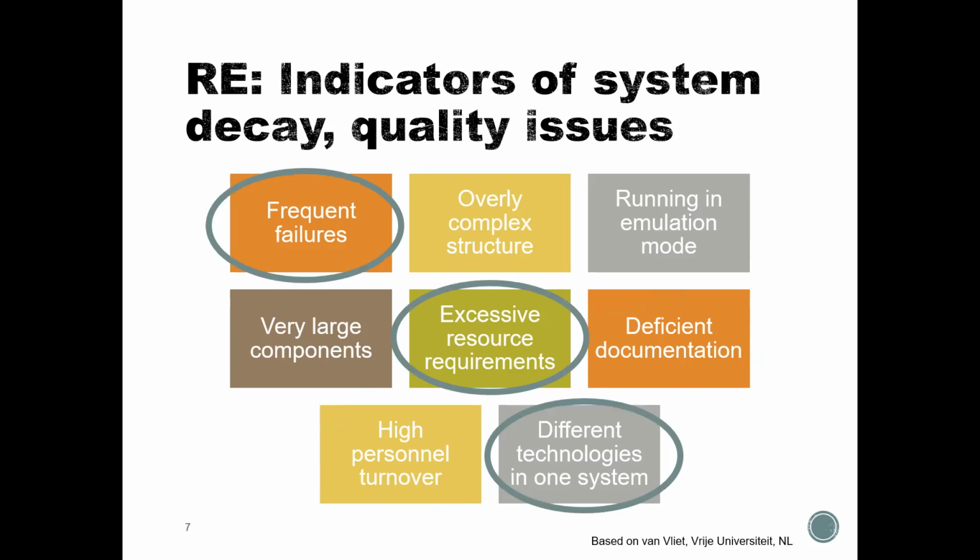Third is quality issue, so software quality. Basically, we can define software quality as the ability of the software to function as per the requirement. So when we talk about a software product, it must satisfy all the functionalities written down during the software requirement process, the SRS document, software requirement specification document. And frequent failure, excessive resource requirement, and different technologies in one system are the three factors which come under quality issues.